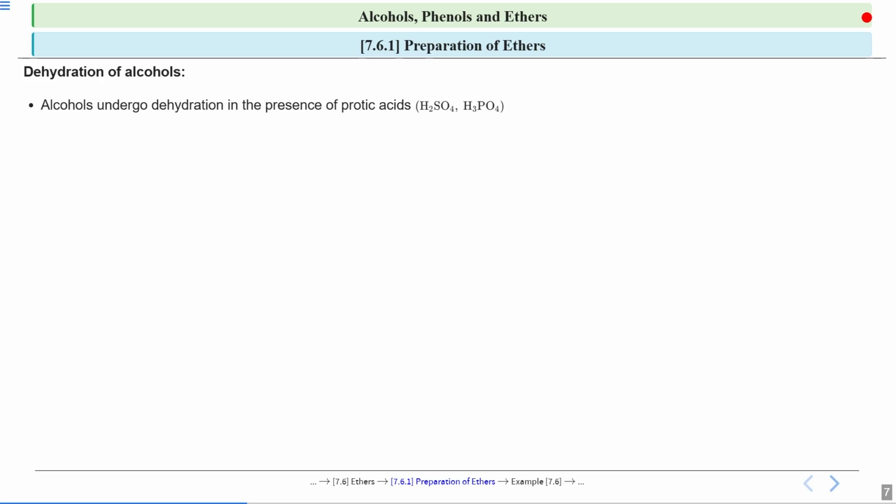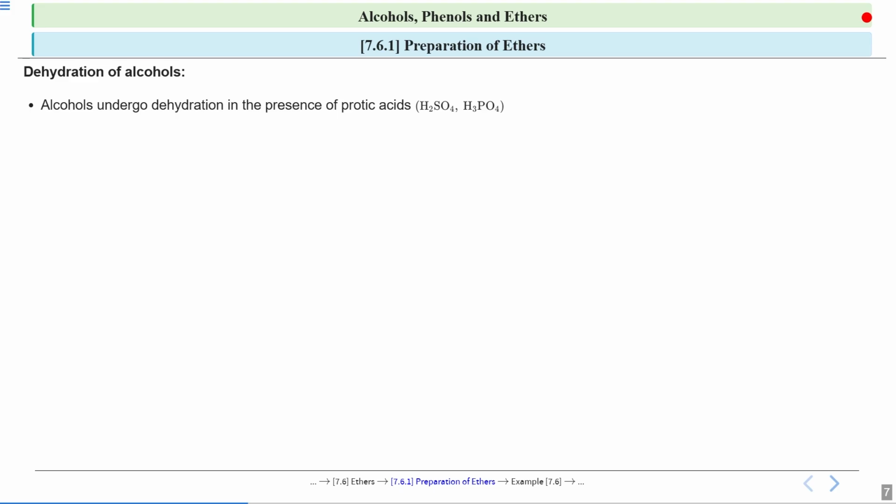So first is dehydration of alcohol. If you see the word dehydration, first what thing comes to your mind? Dehydration, something in which there is removal of water. In summers it is asked to drink more and more water, so that you don't become dehydrated. So in chemistry, dehydration means that water is being removed.